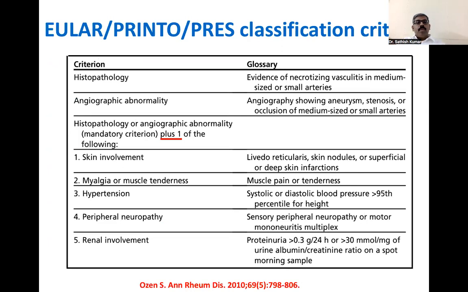Again, we have an EULAR plus classification criteria. So here, the mandatory criteria are histopathology or angiographic abnormality. Angiographic abnormality which shows aneurysm, stenosis, or occlusion of medium vessels, plus one of the following. They can have skin manifestations in the form of livedo reticularis, painful skin nodules, superficial or deep skin infarctions. They can have myalgia, they'll have hypertension, they'll have peripheral neuropathy or mononeuritis multiplex. They can have proteinuria and hematuria.